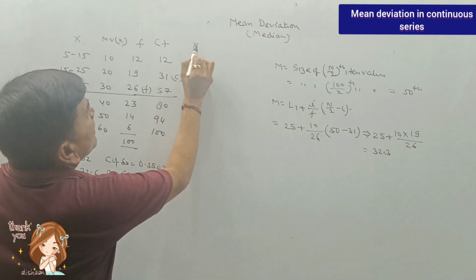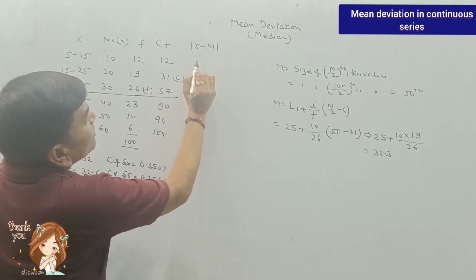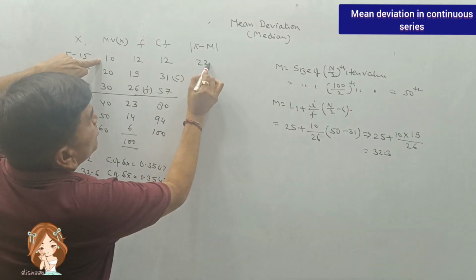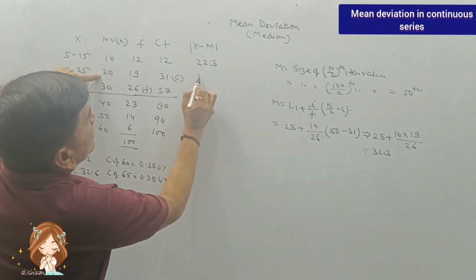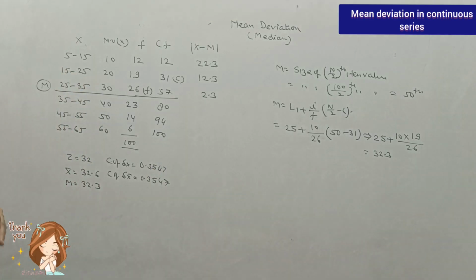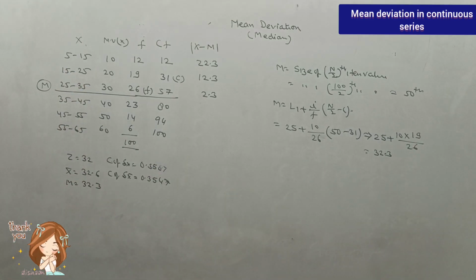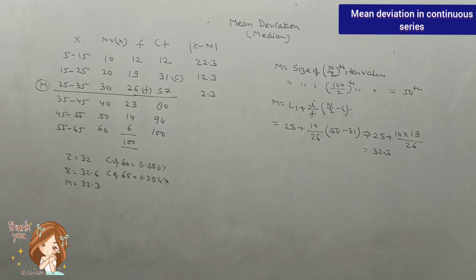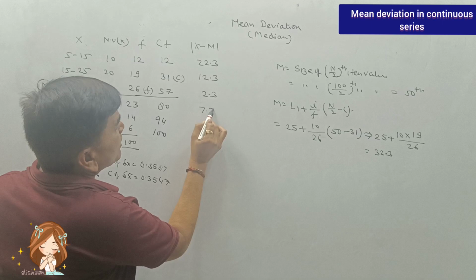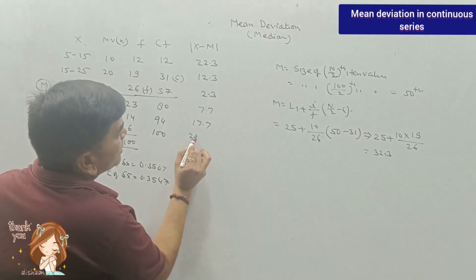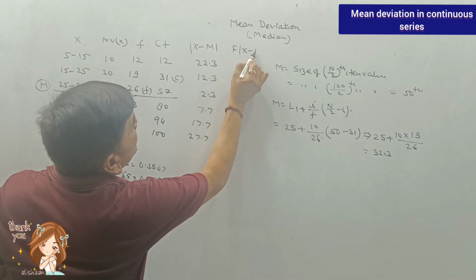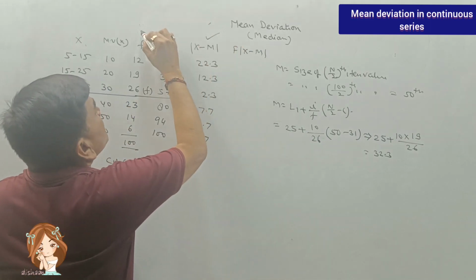Now x minus median, ignoring plus minus, 32.3 we will subtract, then 22.3, 12.3, 2.3. 40 minus 32.3, that is 7.7, 17.7 and 27.7. We require f times x minus m. This and this should be multiplied.